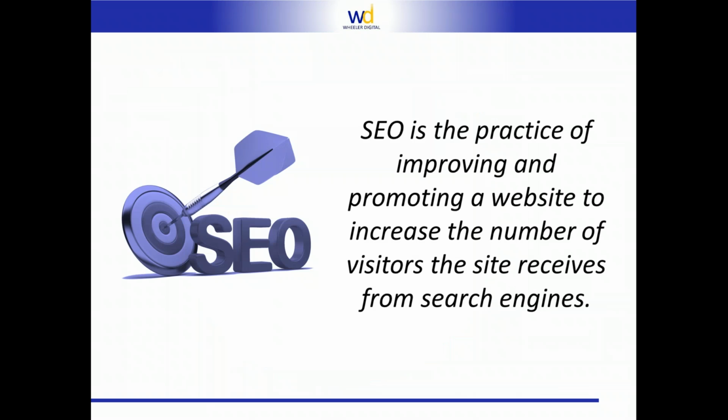And that is the practice of improving and promoting a website to increase the number of visitors the site receives. So basically, a lot of information Google sees as invisible. If you, for example, load a photo to your website, Google doesn't know what that photo is. You have to, on the back end of your website, tell Google what that photo is of. You have to put in what's called an alt tag or a descriptive tag. A lot of things are invisible to Google.